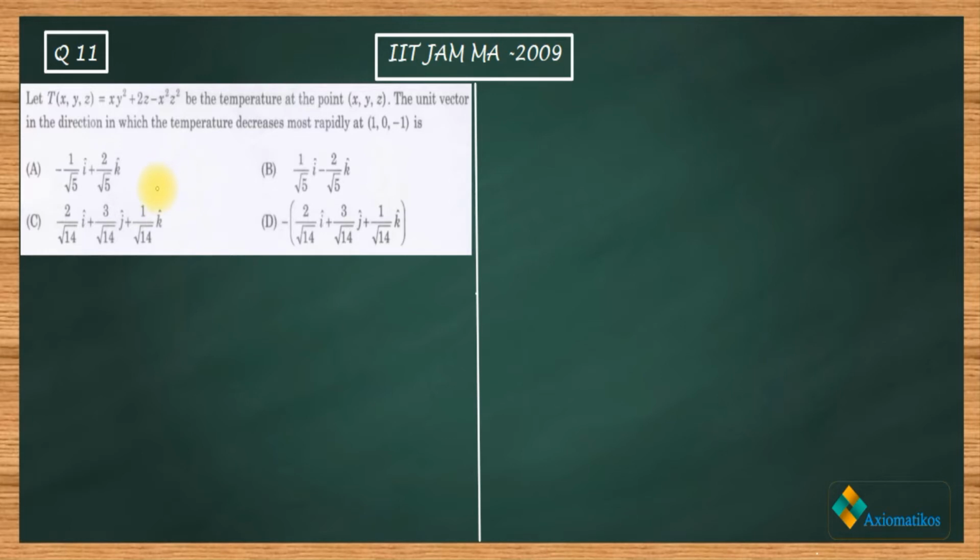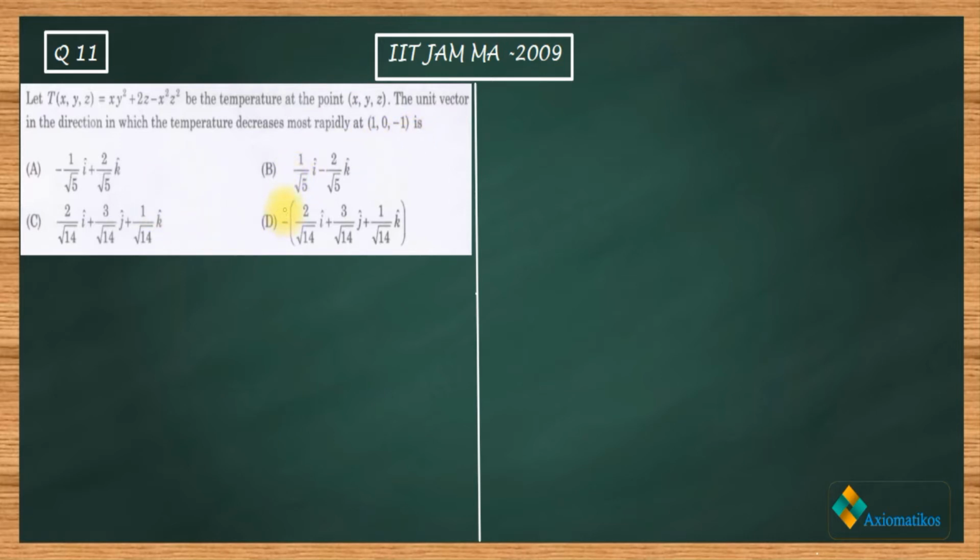So we are here with problem 11 of your paper. This problem is a vector calculus problem. Let us first read it. Let T(x,y,z) be a scalar function representing the temperature at the point (x,y,z). The unit vector in the direction in which the temperature decreases most rapidly at (1, 0, -1) is. So here are your four options.